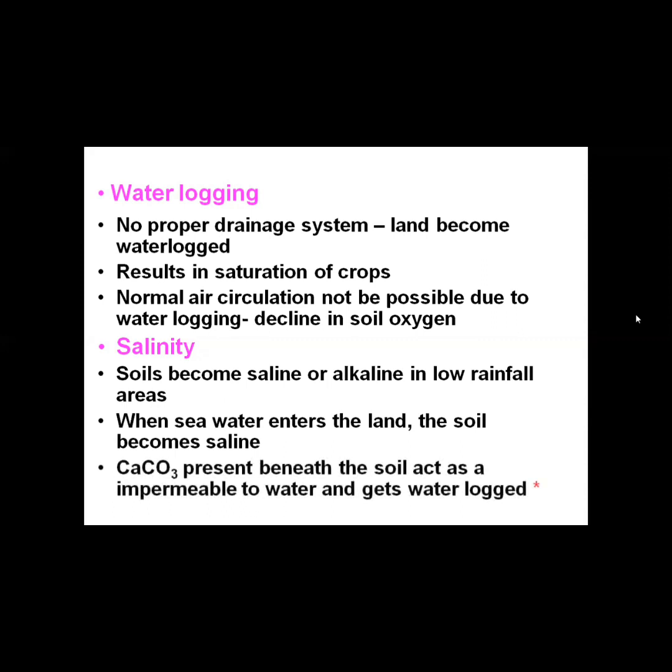Calcium carbonate, which is present within the soil, acts as an impermeable membrane to water, and it gives the formation of the waterlogged condition. Thus, with waterlogging, as and when there is no proper drainage system, these lands become waterlogged, which results in the saturation of the crops. Normal air circulation is not possible due to waterlogging, due to the decline in the soil oxygen.